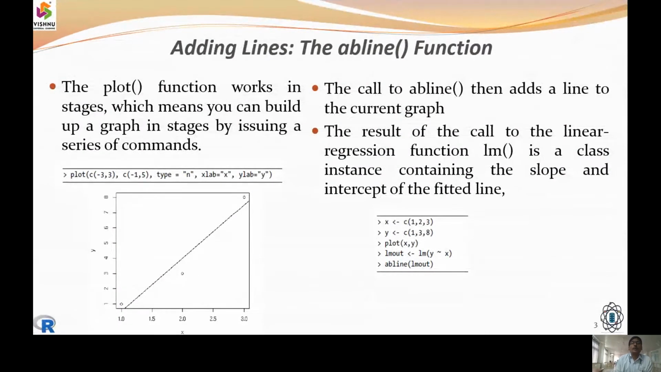Now assume that we are building a plot with -3 to 3 on one axis and -1 to 5 on the other axis, and we need to mention type equals n. Similarly, type equals l, type equals h.